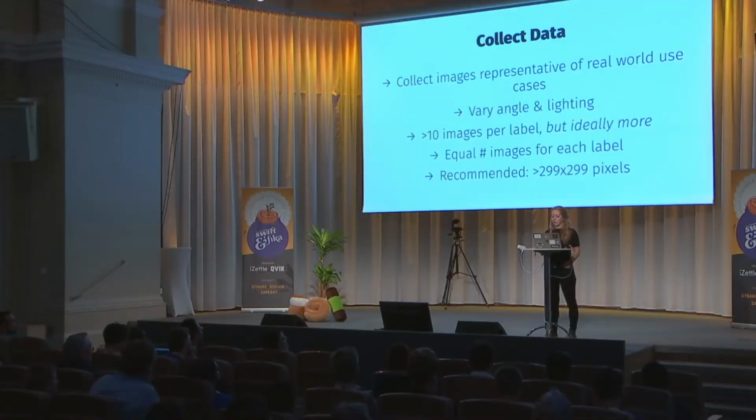You need to make sure that you get an equal number of images for each label. This is very important because if you get 500 images for one piece and 15 for the other, it's going to have a really hard time training this model. This is also just another minute detail. Make sure that you try to get images that are at least 299 by 299 pixels.